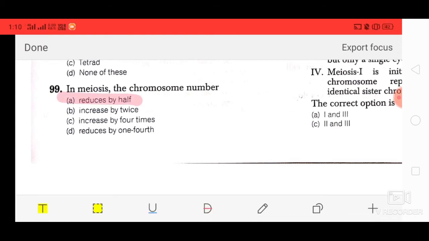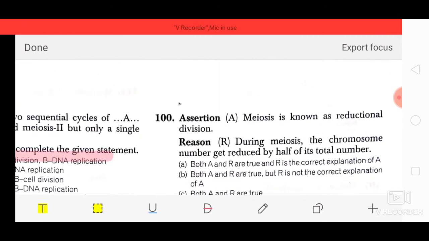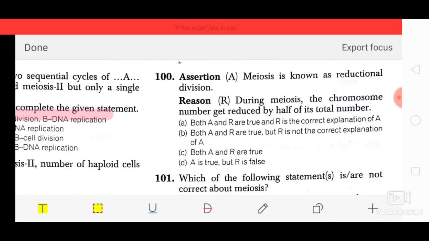Next question is assertion reason. Assertion is meiosis is known as reductional division. Reason is during meiosis the chromosome number gets reduced by half of its total number.